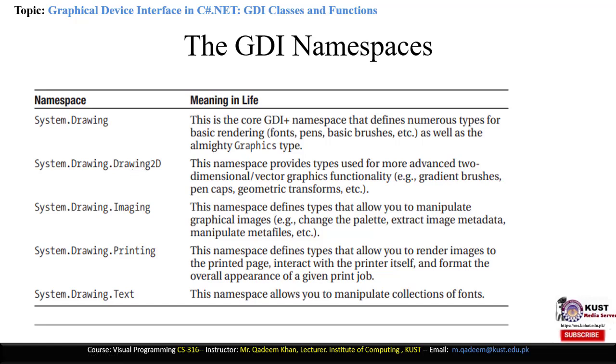So here you can draw the 2D shapes as well. So this namespace provides the use for more advanced two-dimensional or vector graphics functionalities, for example, gradient brushes, pens, caps, and geometrical transformation. Now you can see that the pen caps are in the 2D. So we have two dimensions of the pen cap.